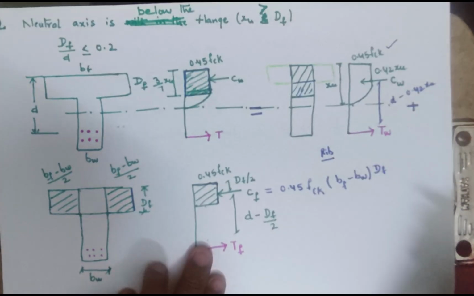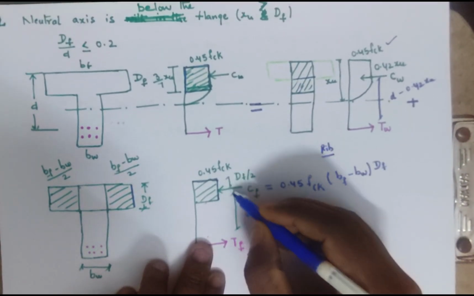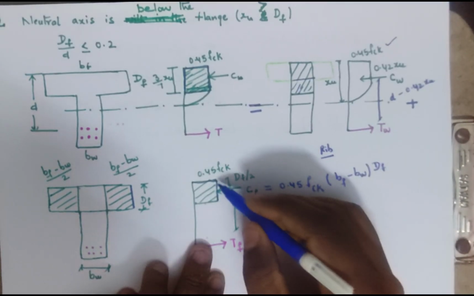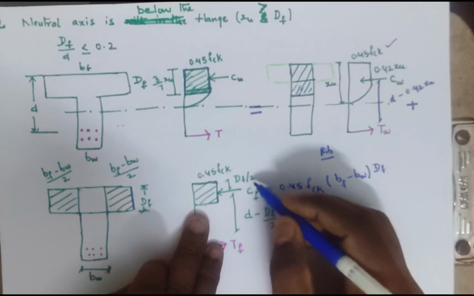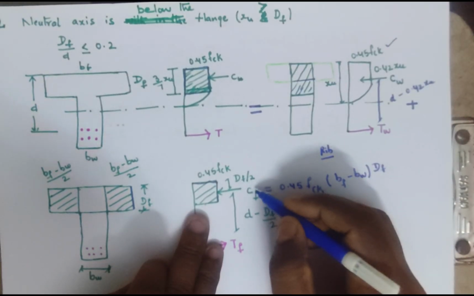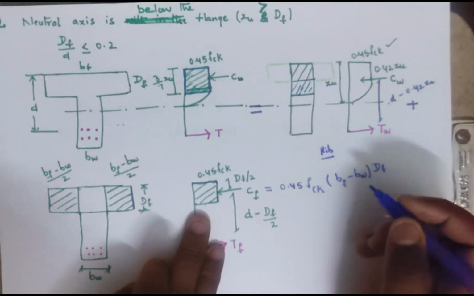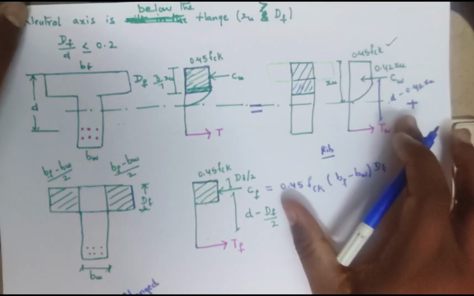of the flange, right? Where it will act at a distance of df by 2. Am I right? Why? Because it is a rectangular portion. That's why it will act at a distance of df by 2, right? Hope you are clear.